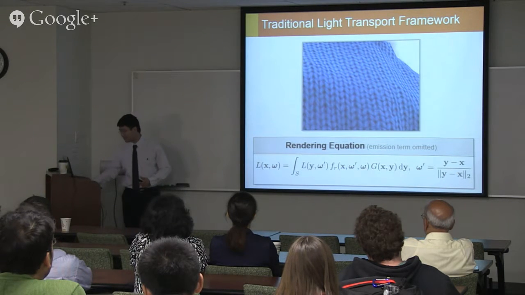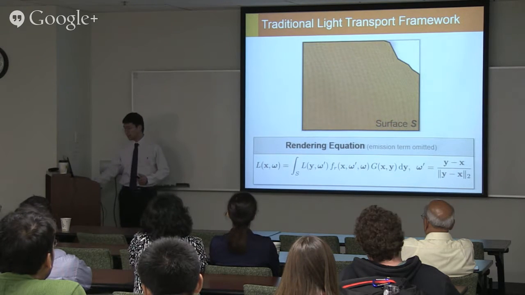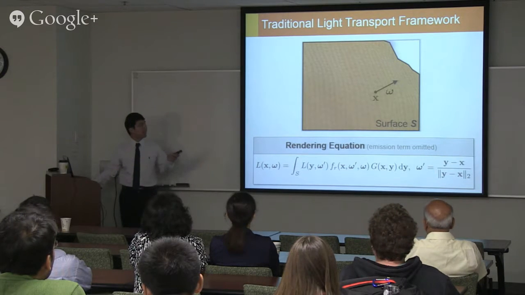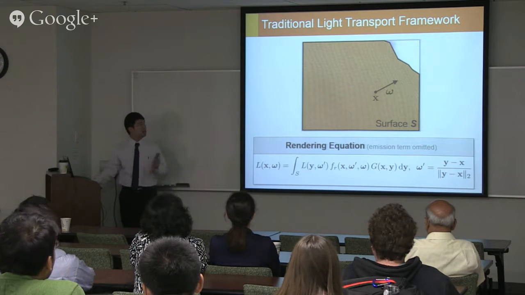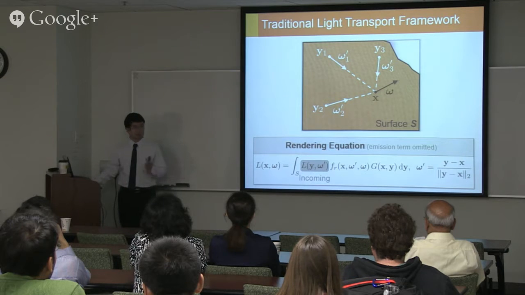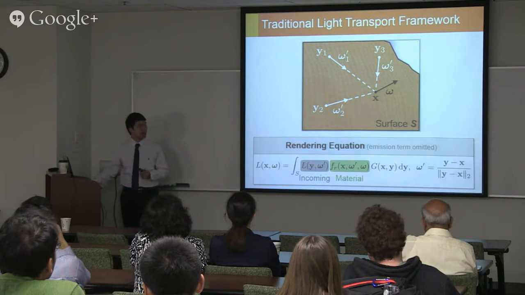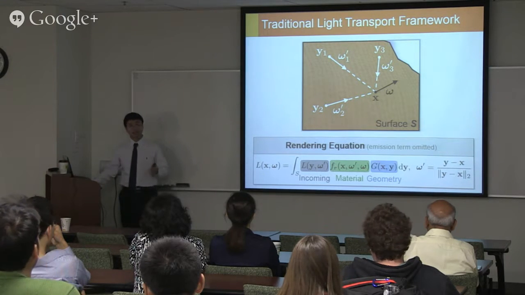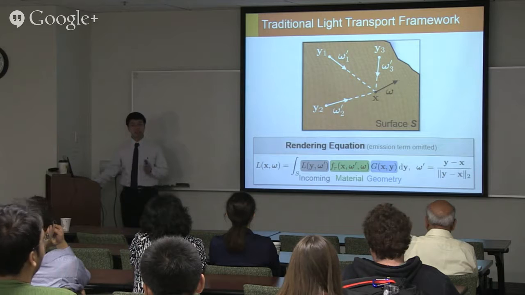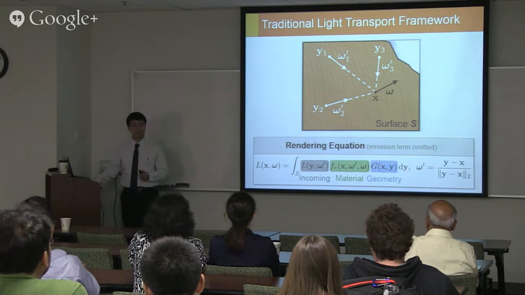So to get the amount of light leaving from some surface location x with direction omega, we consider all other points on the surface pointing towards x. This incoming light is then weighted by a material term that controls the local reflectance, and a geometry term that tells how much light is able to transmit between any pair of surface points.